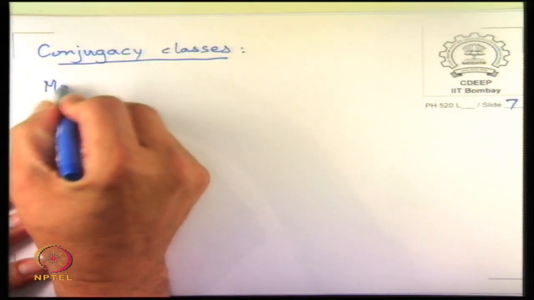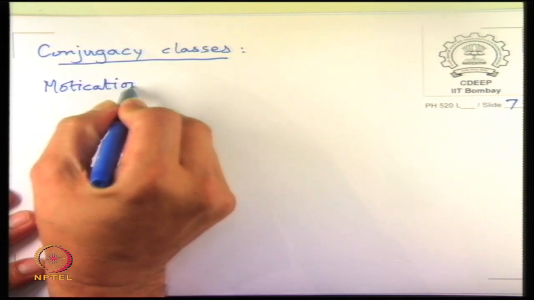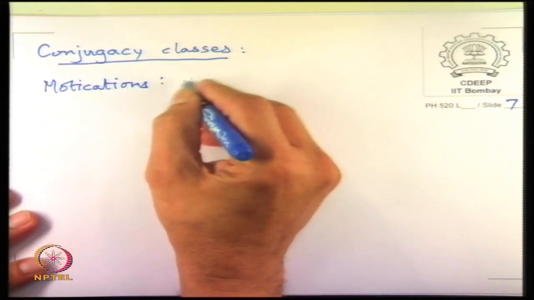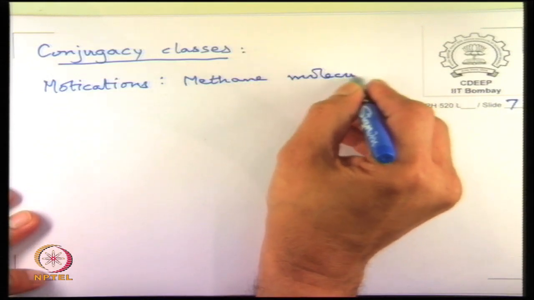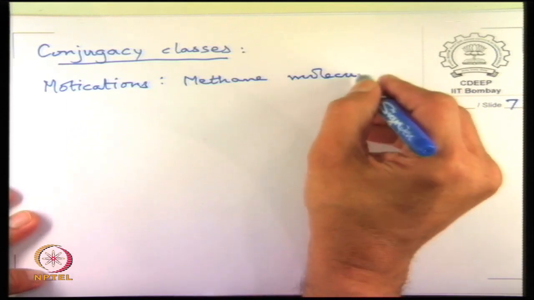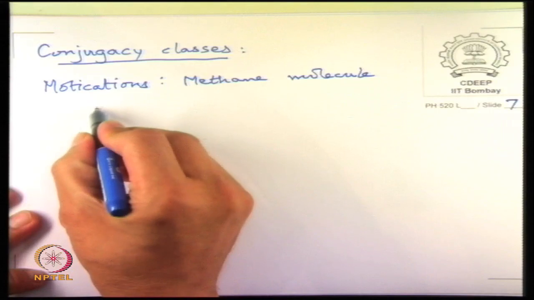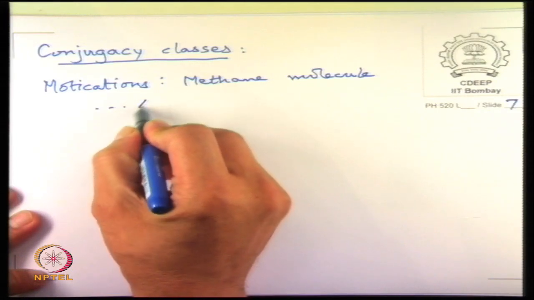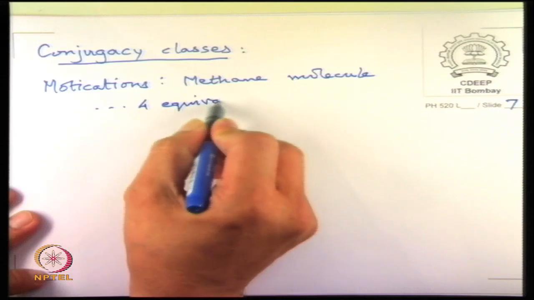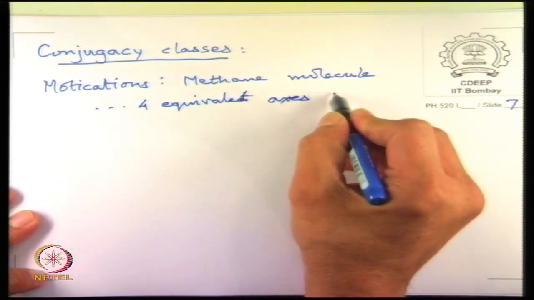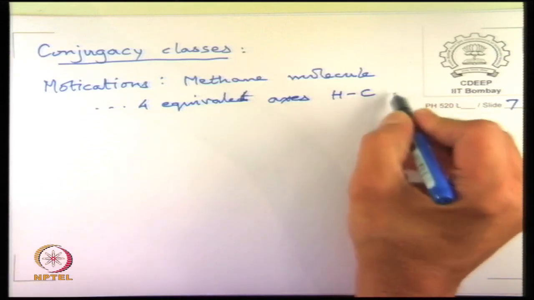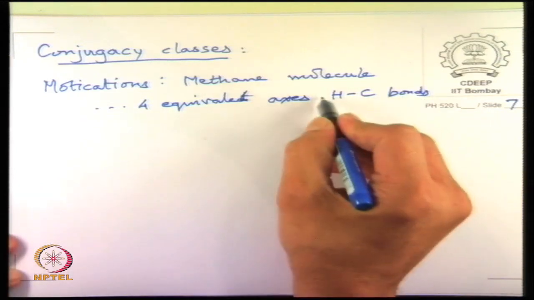We can also motivate it in another way. So one motivation was like the, which one did we say, not ammonia, methane. Ammonia has a similar thing, but it has a different structure. So in the methane molecule, there are 4 equivalent axes joining H and C.